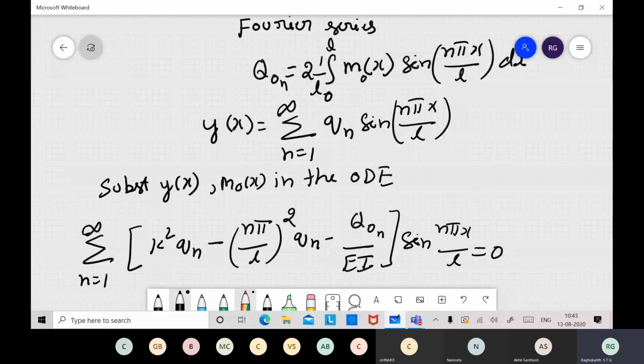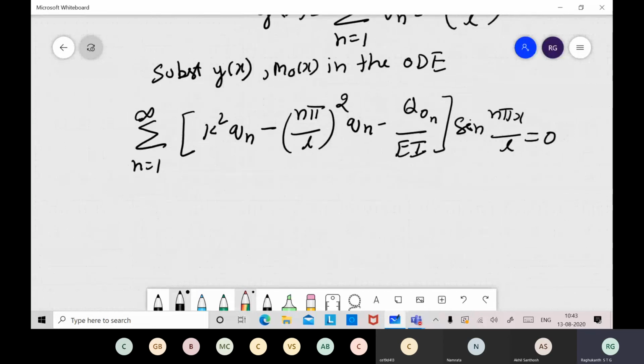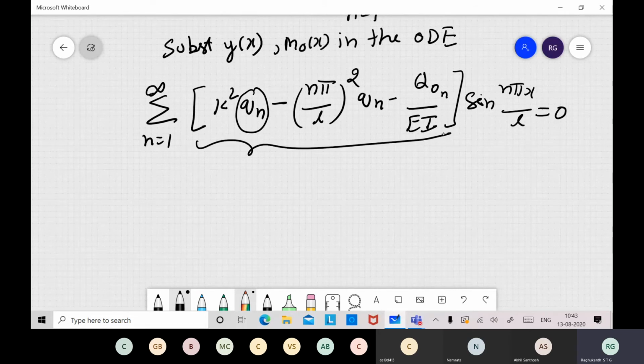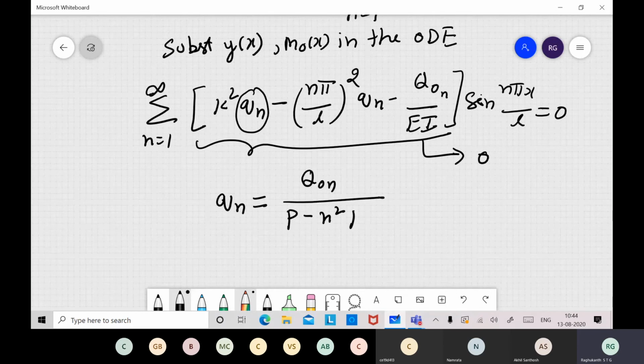This is our equation of equilibrium actually. Because we are trying to find the buckling loads, our unknown is the small q of n. If you equate this portion to 0, you can calculate your qn as Q naught n by P minus n square PE, where PE we use as Euler's buckling load, pi square EI by L square.